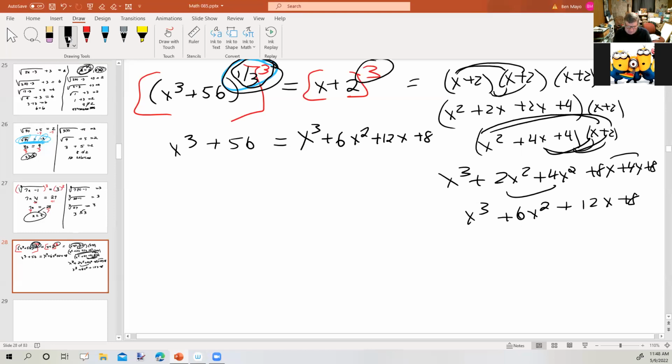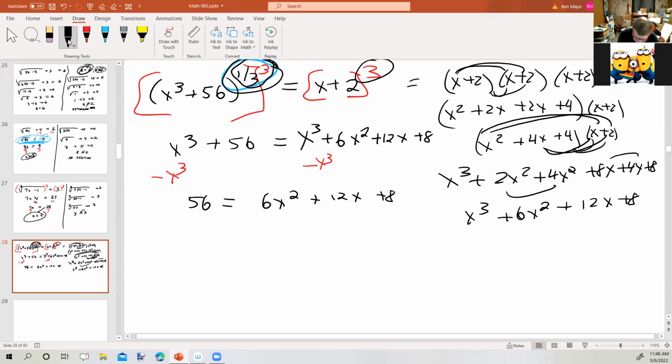All right. So x cubed plus 56 on the left, and then that whole big thing on the right after multiplying x plus 2 times itself. Well, this is a 3rd degree equation. I'm going to put everything over on the right. So I'm going to subtract x cubed from both sides. But when I do that, now I've got 56 equals 6x squared plus 12x plus 8. So now it's a 2nd degree equation.